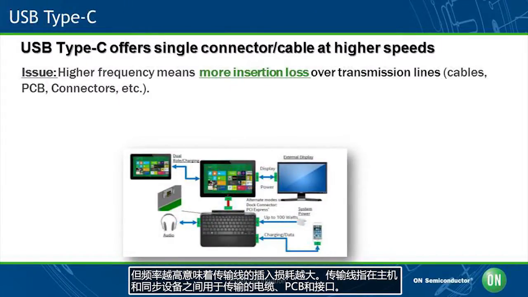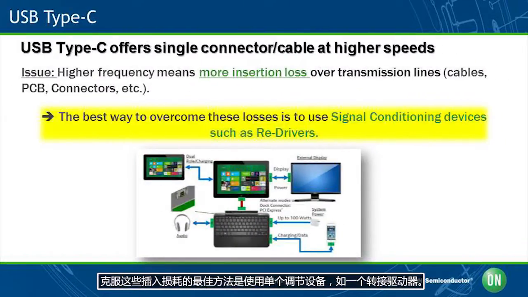But higher frequency means more insertion loss over the transmission line. The transmission line means cables, PCB, and the connectors being used to transmit between a host and a sink device. The best way to overcome these insertion losses is to use a signal conditioning device such as a redriver.